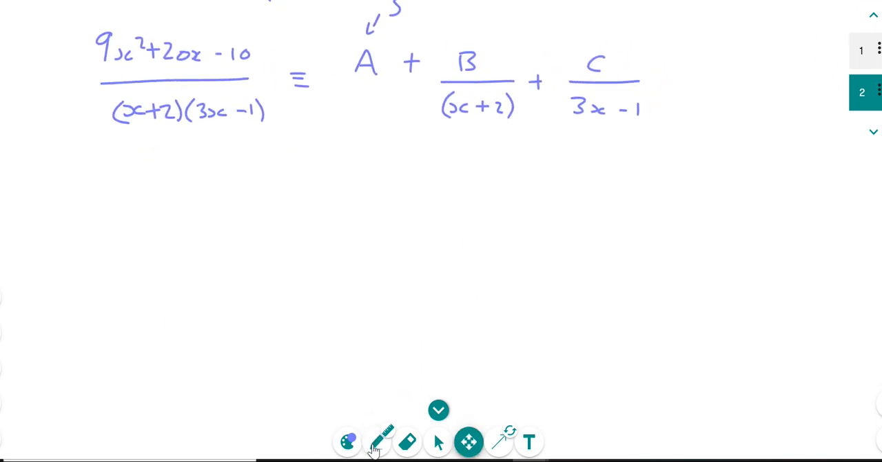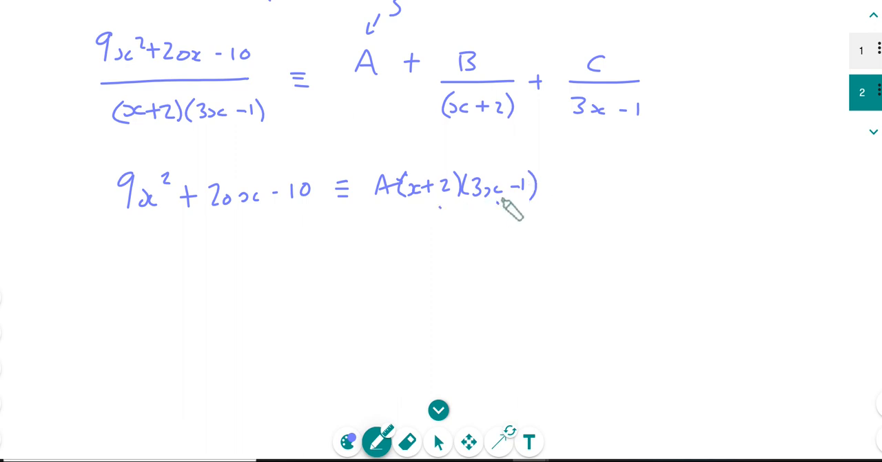So let's say that on the left hand side, when denominators are the same, what will we have? We will have that this is always going to be equal to a multiplied by x plus 2 times by 3x minus 1, because it doesn't have anything, so it needs to be multiplied by both, plus b multiplied by 3x minus 1 plus c times by x plus 2. Okay, and then we're going to pick values again.